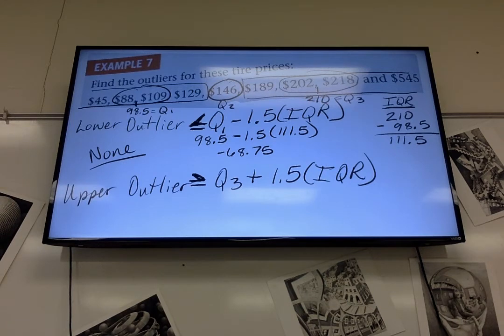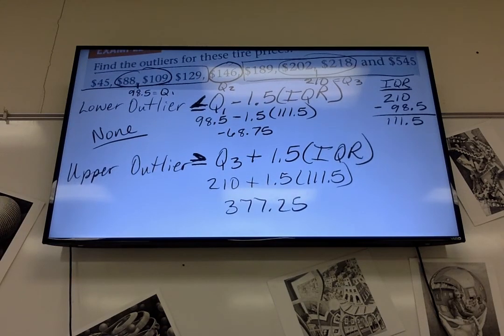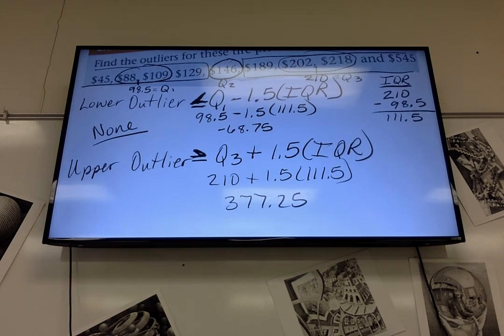Upper outlier, we would take Q3, which is 210, plus 1.5 times 111.5. That's 377.25. I have one number that's bigger than that, and that's 545. 545 is an upper outlier.